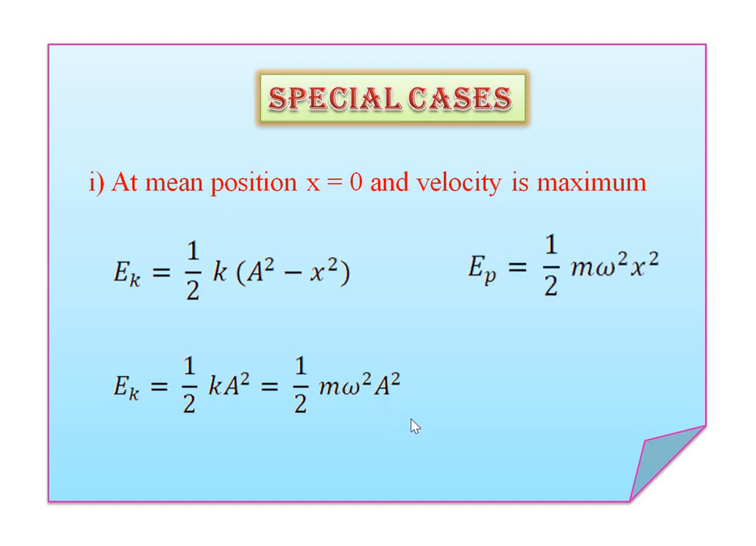Similarly, the potential energy equals 1/2 m omega square into x square. Putting the value of x in this equation, we get potential energy equals 0. From this we conclude that at the mean position the particle has only kinetic energy, that means the kinetic energy of the particle is maximum and the potential energy is minimum at the mean position.